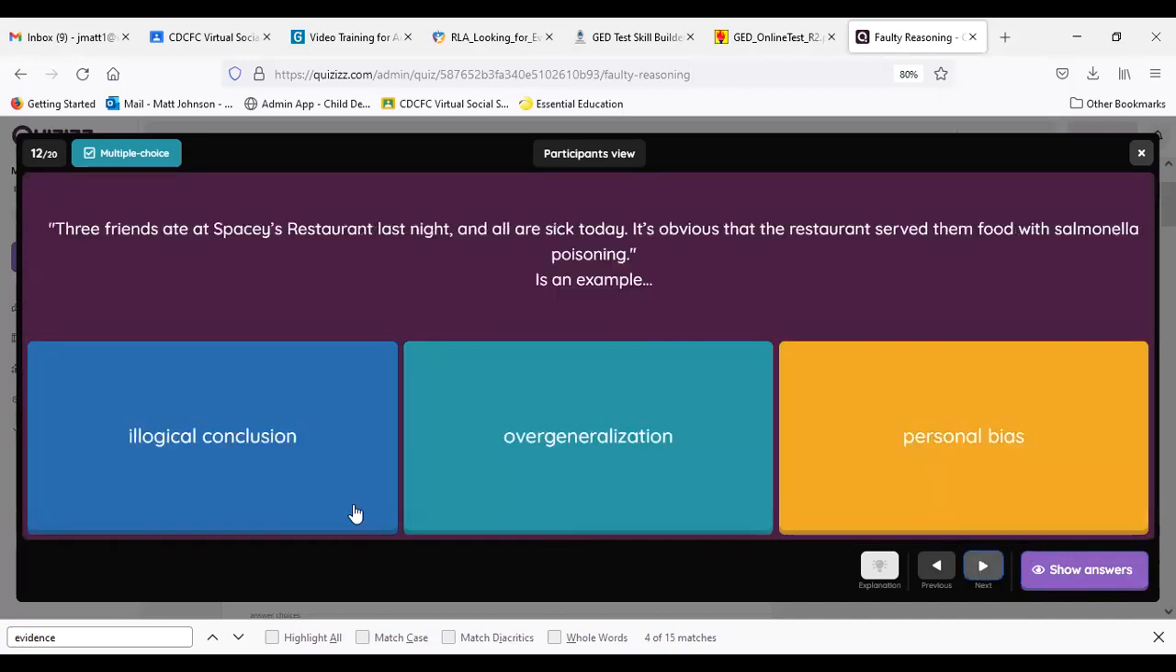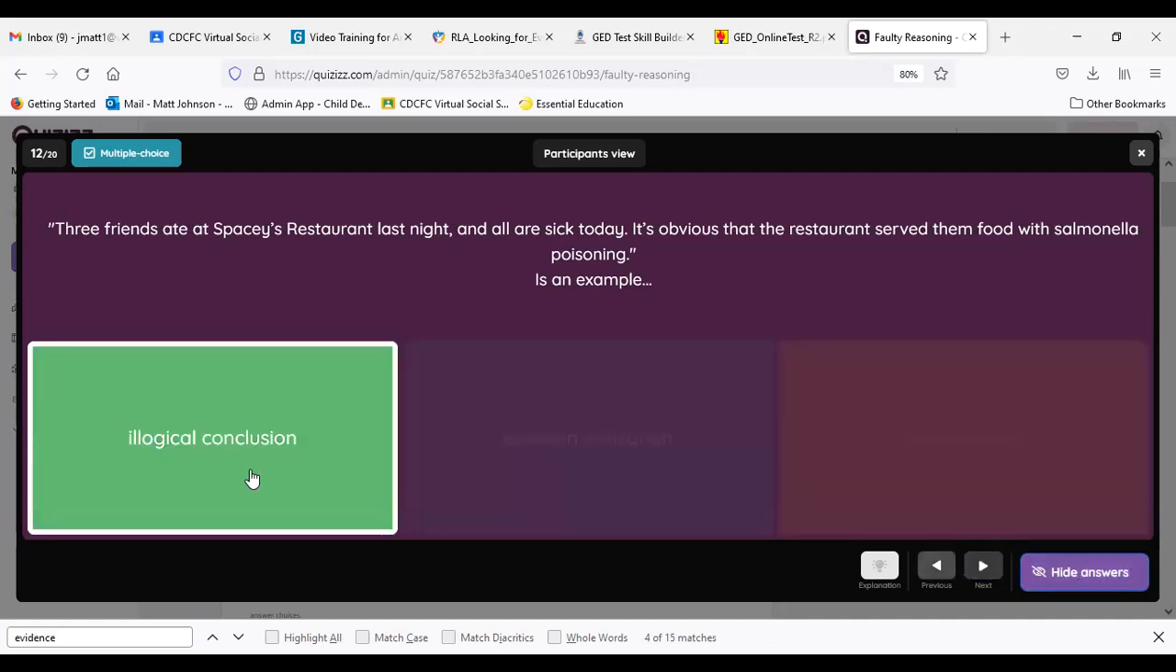and keep going. Sasha Gay, how about this one? Is it the logical conclusion? It might be overgeneralization. Let's see. Okay, illogical conclusion. I wasn't sure because it's got that language in there.